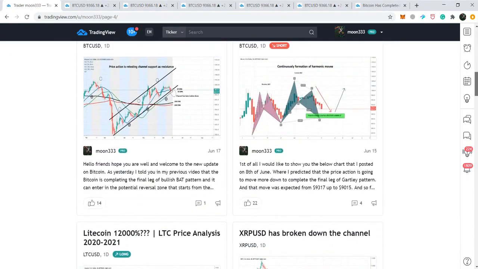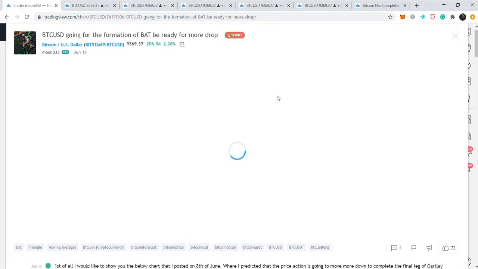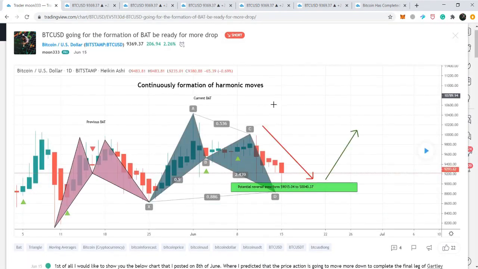And this was a chart that I posted on 15th of June when the price action completed the formation of the bullish bat pattern after the completion of the previous bat pattern, and it just entered this potential reversal zone. As per the Fibonacci sequence, I predicted that the price action would reverse from here, and the price action reversed from this potential reversal zone.